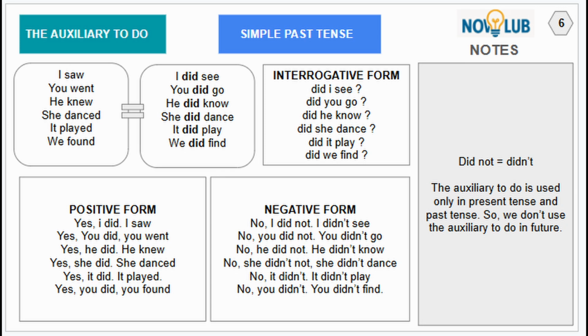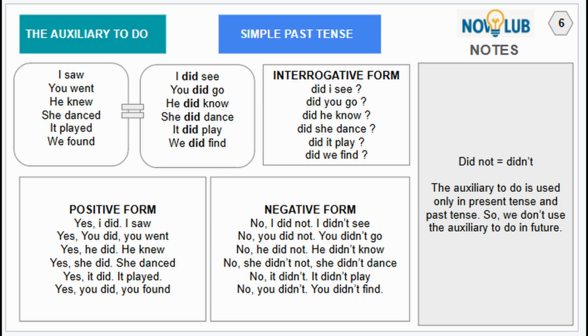So now to ask a question interrogatively, it becomes very easy. When you say I saw you, the question is, did you see me? Or did I see you? You went, did you go? He knew, did he know? She danced, did she dance? It played, did it play? We found, did we find?